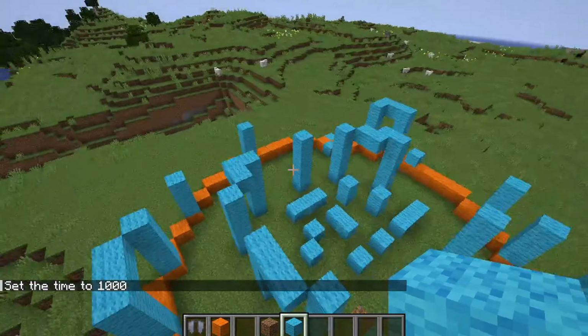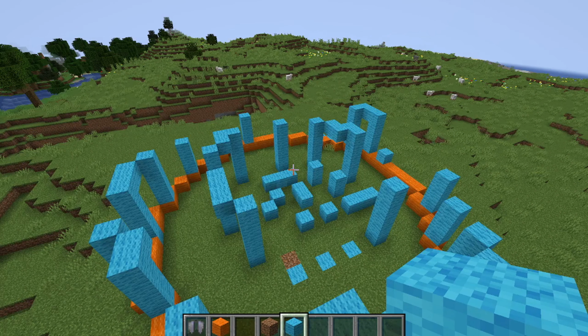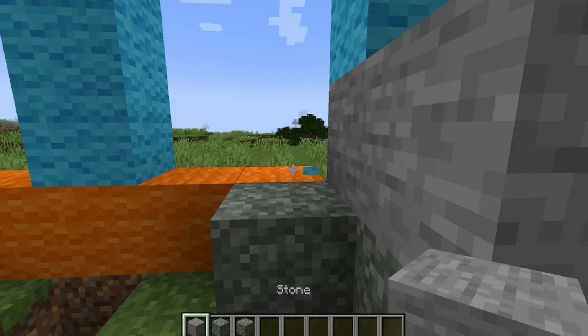And here is my final outline of Stonehenge. You can see the larger sarsens making up the outer circle, and some of the smaller blue stones represented in the middle as well.